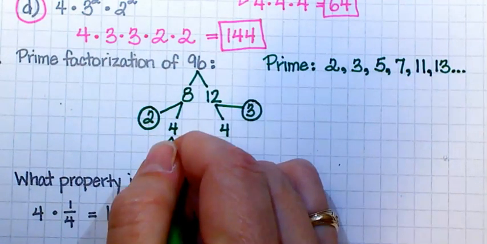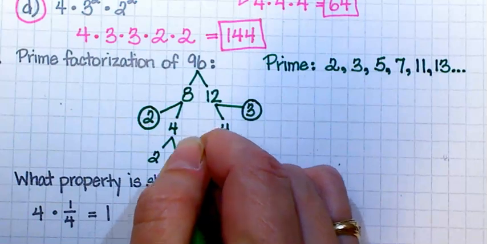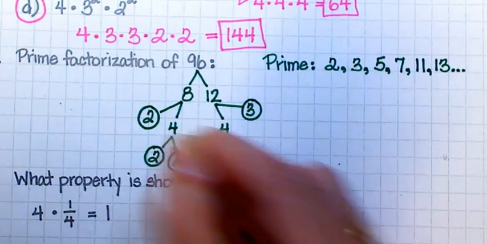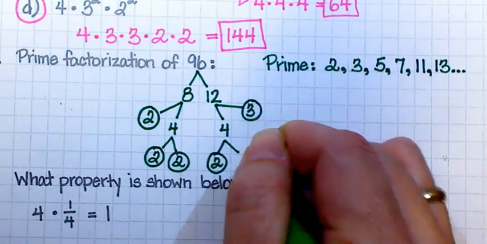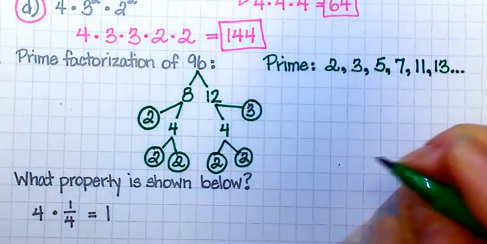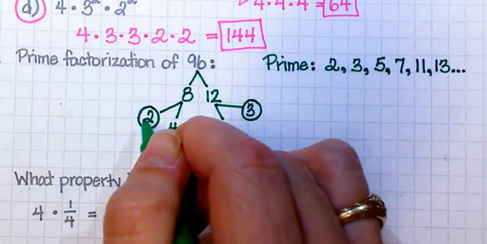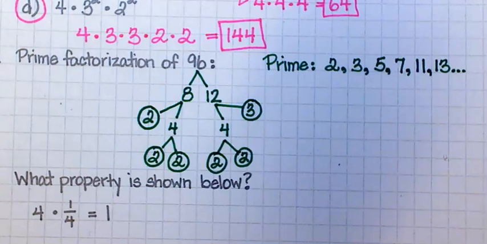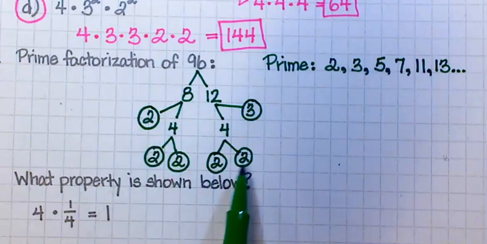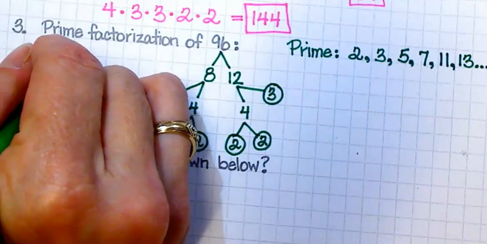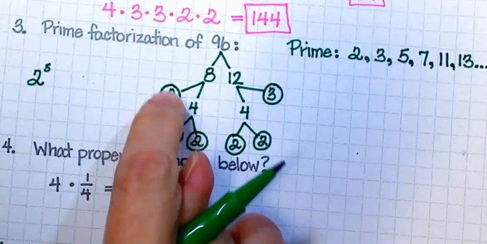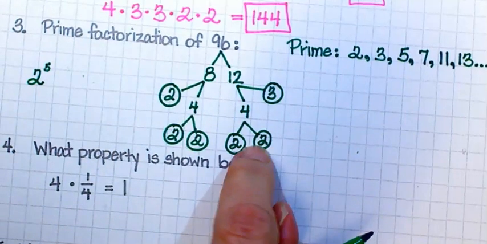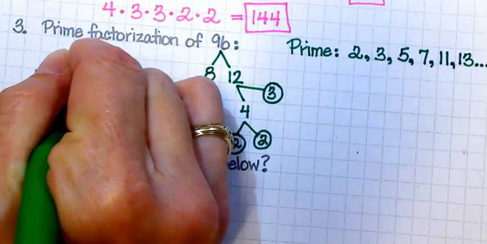4 can be broken down into 2 times 2. And now both of those are prime because they're 2's. This other 4 can be broken down into 2 and 2. All right. And now I have nothing left but prime numbers. How many 2's do I have? 1, 2, 3, 4, 5. So the prime factorization is going to be 2 to the 5th, because it's 2 multiplied by itself 5 times, 2 times 2 times 2 times 2 times 2, times 3. Okay?